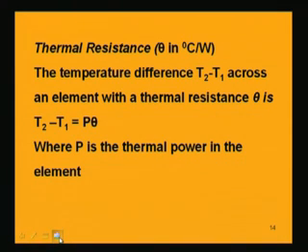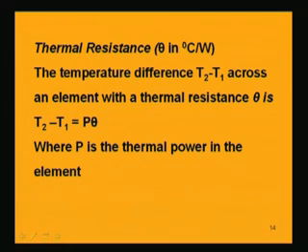If we consider the transistor power which is dissipated as say P, which is nothing but the thermal power in the element which is a transistor, then across this element the temperature difference which is occurring, let us take it as T2 minus T1, is equal to P into theta. Theta is the thermal resistance which is given in degree centigrade per watt.